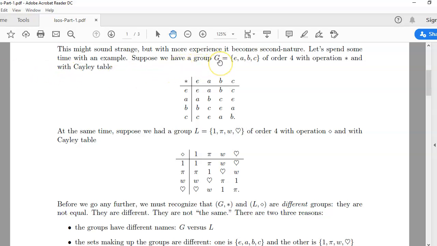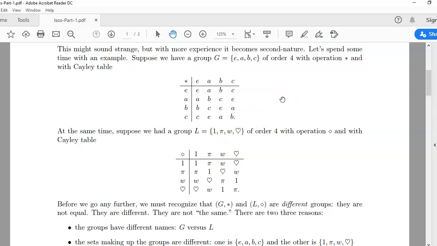Suppose we have a group G, and the group G is made up of 4 elements, E, A, B, and C. The operation on G is called star, and here's the table. Here's the Cayley table that outlines the group operation. And at the same time, suppose I had another group L. And L is made up of the symbols 1 and pi and W and heart. And the operation on L is called diamond. And here is the Cayley table that describes the operation on L. And you can check if you want that both of these really do define the table for a group. All right, so these are actual groups.